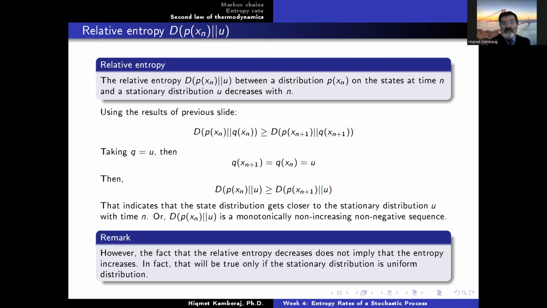Then D of P of xn from U is greater or equal to D of P of xn plus 1 from U. That indicates that the state distribution gets closer to the stationary distribution U with time n, or D of P from U is a monotonically non-increasing, non-negative sequence. However, there is a remark: the fact that the relative entropy decreases does not imply that the entropy increases. In fact, that will be true only if the stationary distribution is, moreover, a uniform distribution, as we'll show in the next slide.